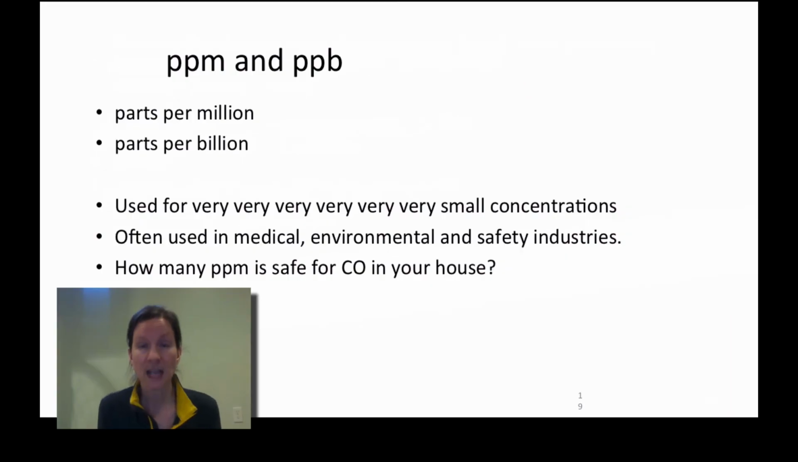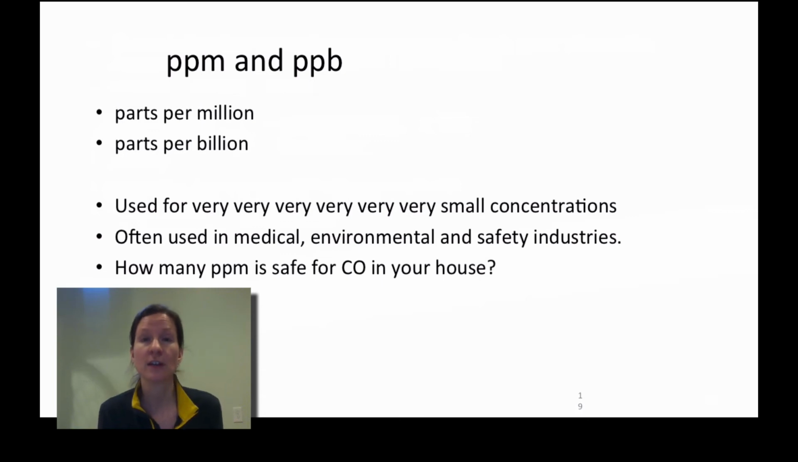A next really common label for concentration is parts per million or parts per billion, ppm and ppb. These are really common ways of talking about concentration when we're dealing with toxic substances. If you look up information about lead in water or carbon monoxide in a house, most of the time you're going to get that information as how many parts per million or parts per billion would be allowed.